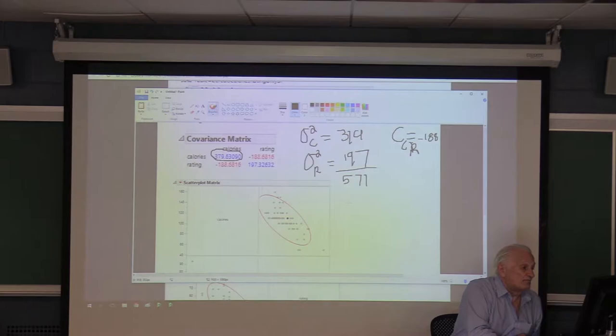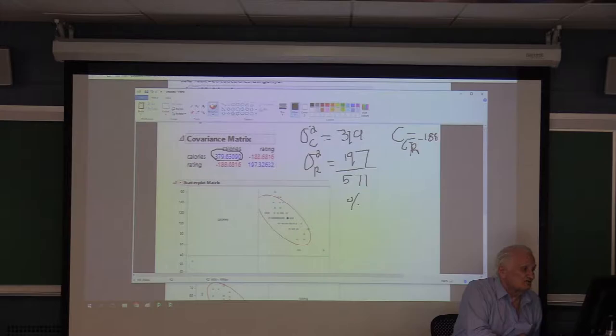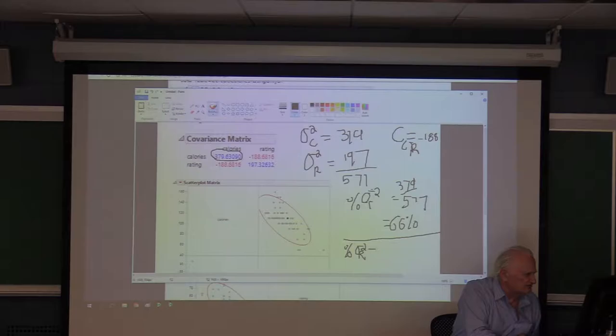What percent of the variance is the variance of calories? The variance of calories is 379 over 577, and that is 66%. So this is equal to 66%, the percent of the variance of calories. The percent of the variance of ratings is 197 over the total variance, 197 over 577.